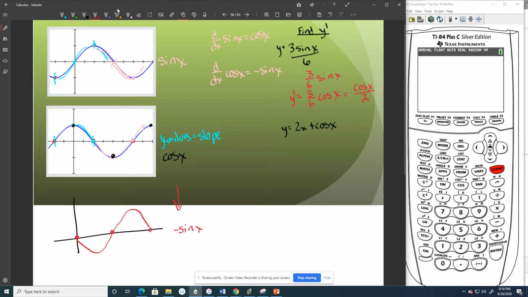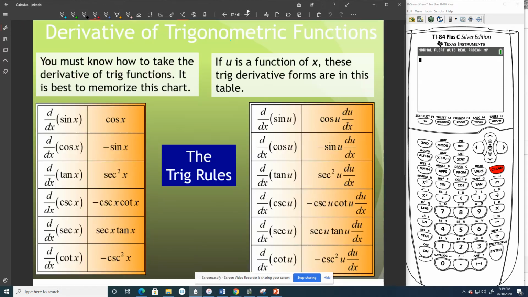And then my second one, y equals 2x plus cosine x. This is just a sum, one of my sum rules for differentials, but this time I am dealing with a trig function, but I do the same thing. I take the derivative of 2x, so y prime equals 2, and the derivative of cosine is negative sine of x.